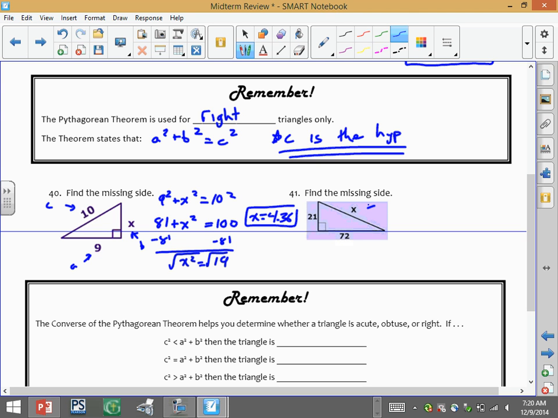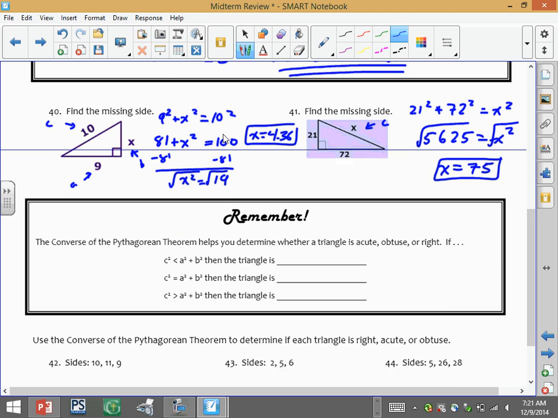Here, the missing side is the hypotenuse. So we do 21 squared plus 72 squared equals x squared. So 21 squared plus 72 squared is 5,625. Don't forget to take the square root. So here, x is actually a whole number, an integer value, at 75.